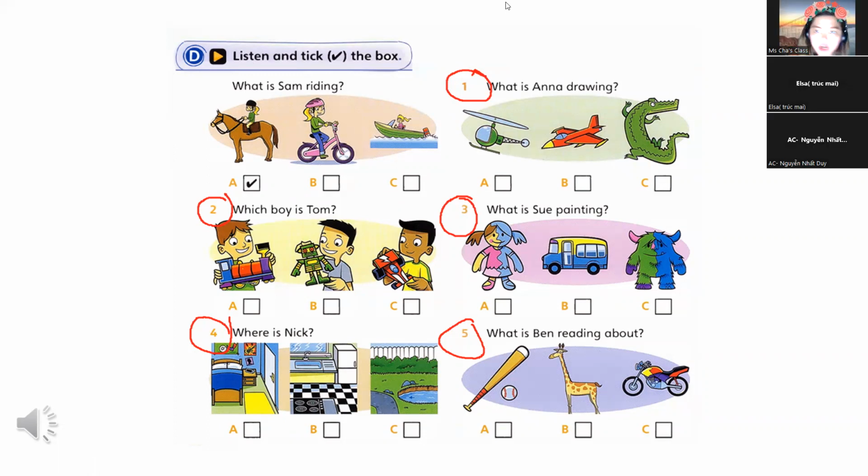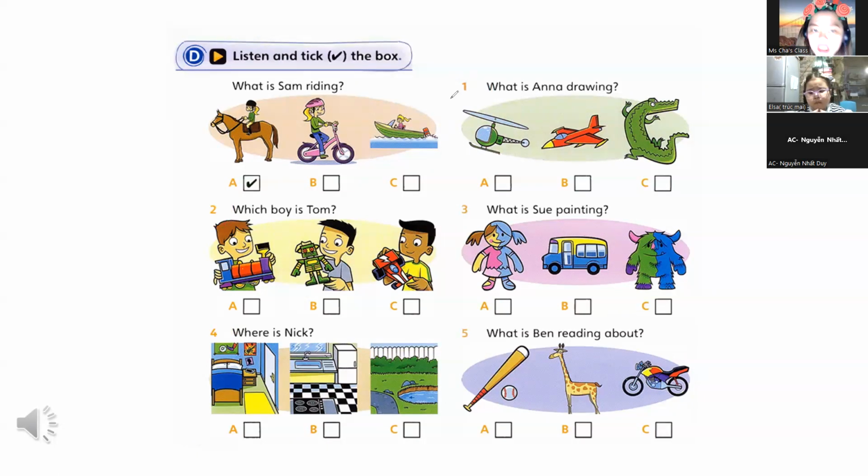Okay, Elsa, now we are going to answer the following. Teacher was able to play it twice. Now we're going to check, all right, for our final activity, the listening part. In number 1, Sam is riding her friend's horse, right? The answer is letter A. How about here? What is Anna drawing? B. All right. What is it? She's drawing a plane.